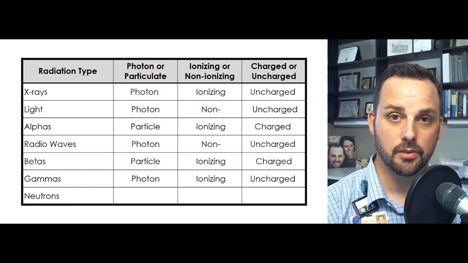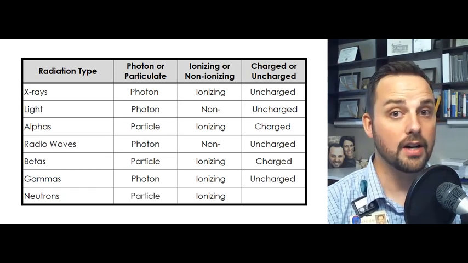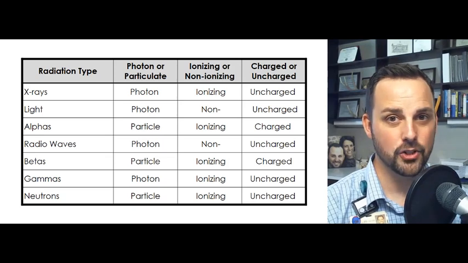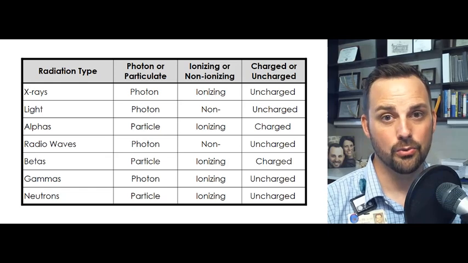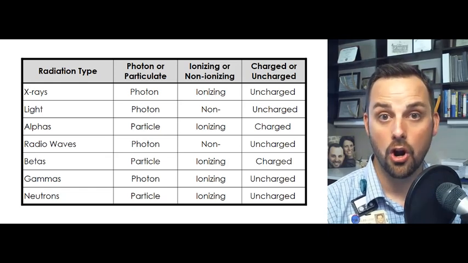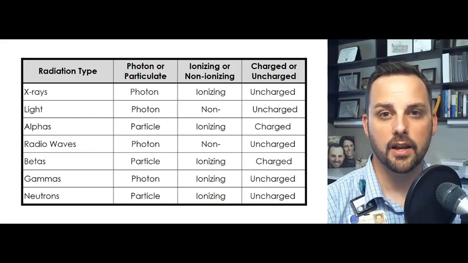Finally, neutrons, they're pretty unique. Neutrons are a form of particulate radiation. They are ionizing, but they do not have a charge. So this particle, the way that it interacts is really strange, really different than our other charged particles. So that's an overview of how we can classify different types of radiation. Thanks.